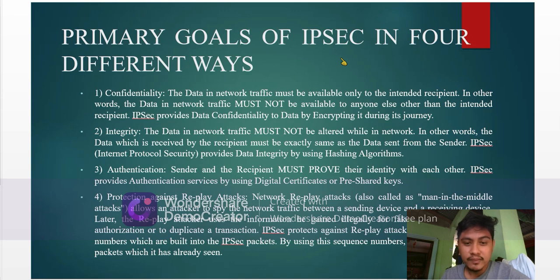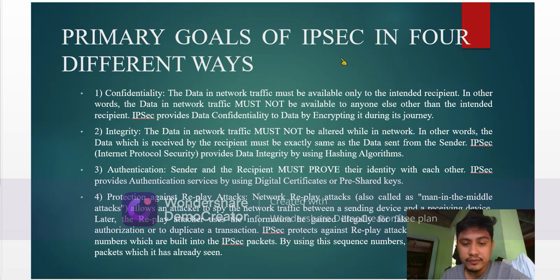Integrity: the data in network traffic must not be altered while in the network. In other words, the data which is received by the recipient must be exactly the same as the data sent from the sender. IPsec provides data integrity by using a hashing algorithm. Authentication: the sender and the recipient must prove their identity to each other. IPsec provides authentication service by using digital certificates or pre-shared keys.